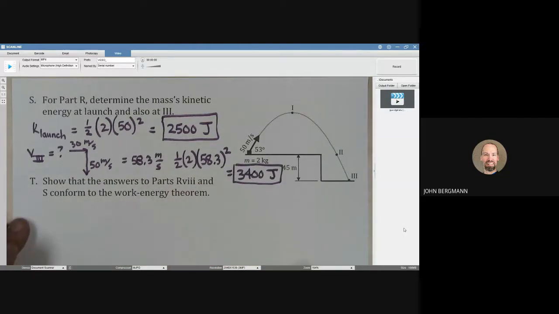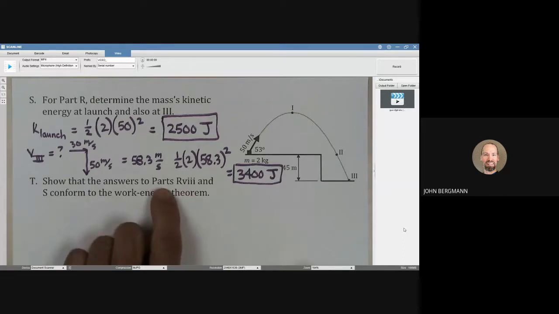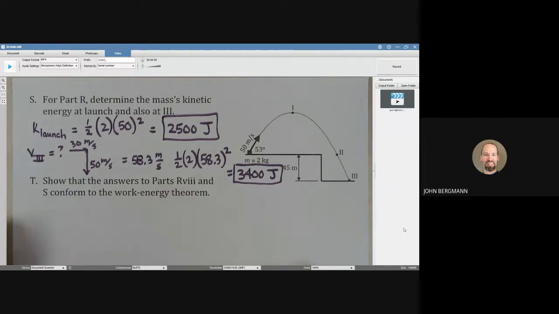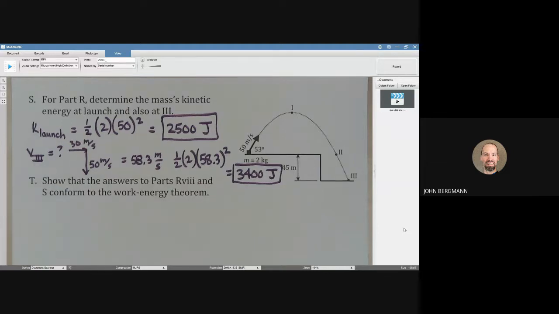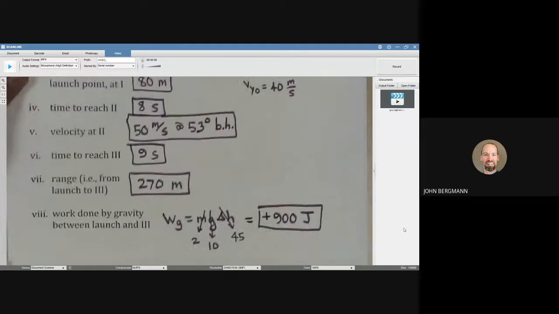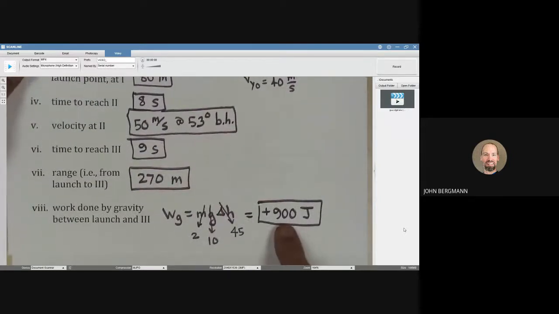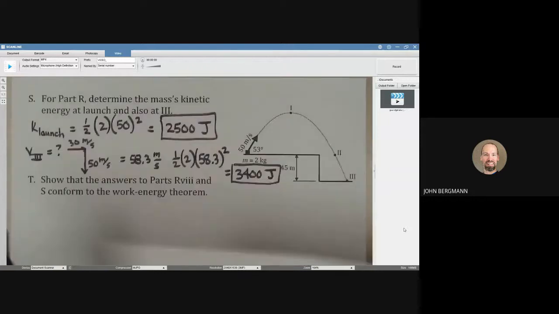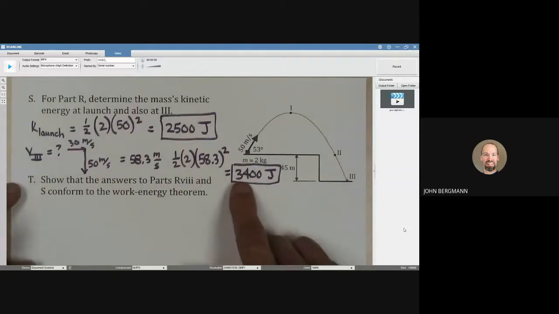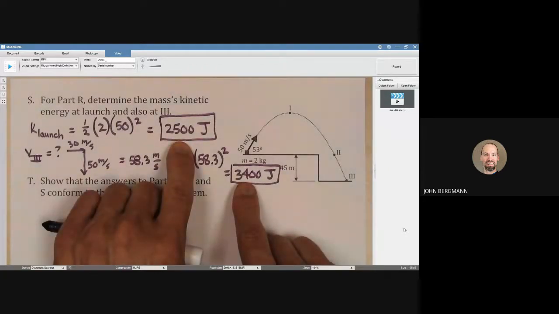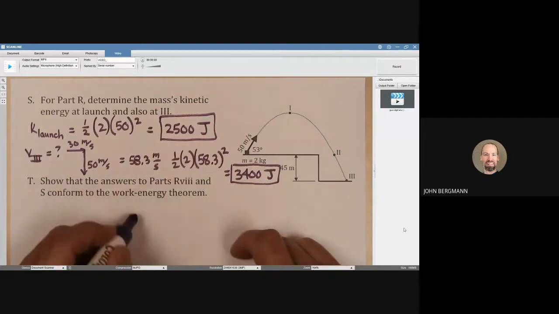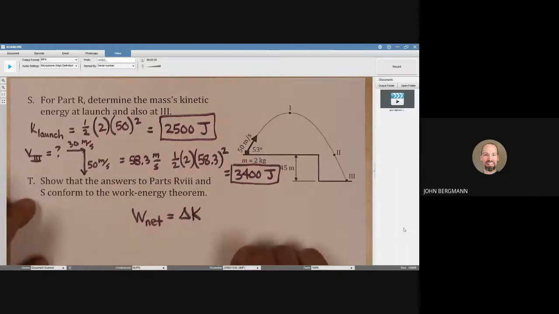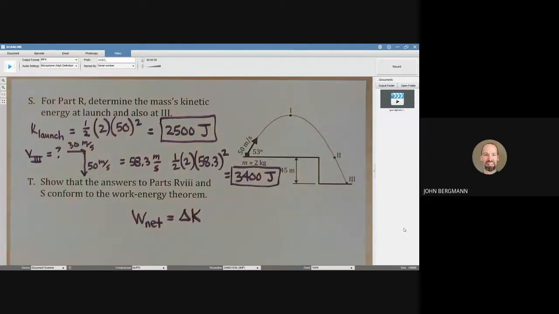And finally, show that the answers to our earlier parts conform to the work energy theorem. We'll check it out. The work done, we said, was 900 joules. Let me put that up here one more time. The work done by gravity was 900 joules. And look what we just discovered. The change in kinetic energy, 900 joules. And remember that the net work done should equal the change in kinetic energy, and it does.